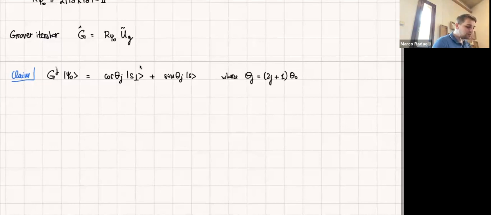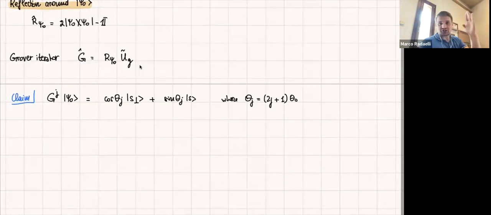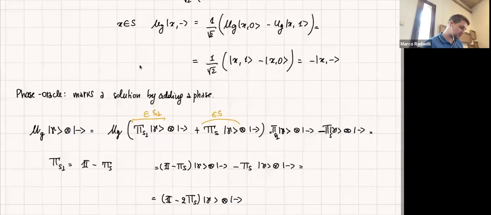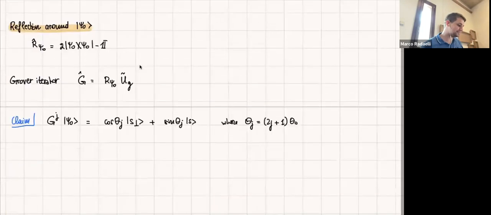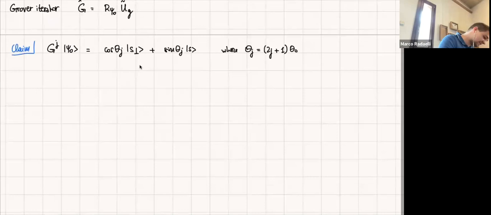Okay, so basically what we are proving is that this rotation actually happens as we expect. If we put j equal to 0, obviously we find the initial angle, but if we put j equal to 1, we find (2j plus 1), so 3 theta naught, which is actually the angle which we see here. So this is 3 theta naught. So looks correct, right?